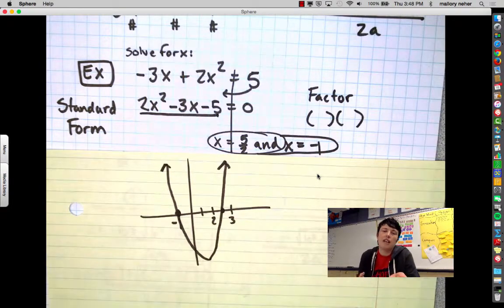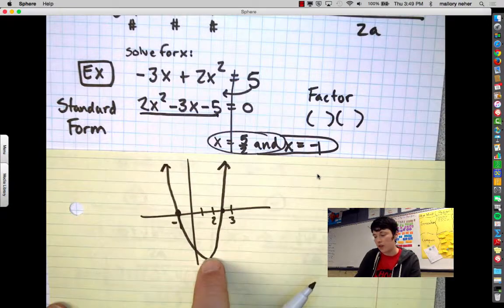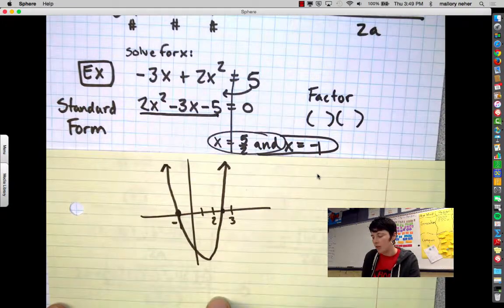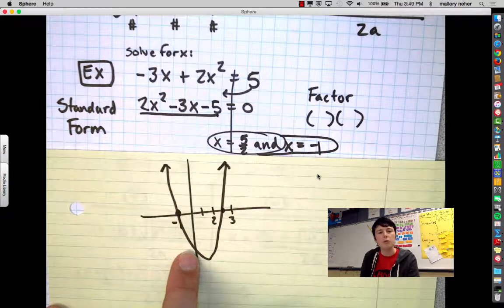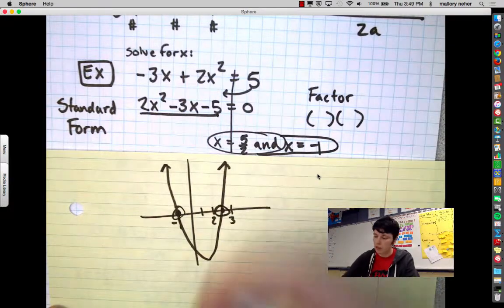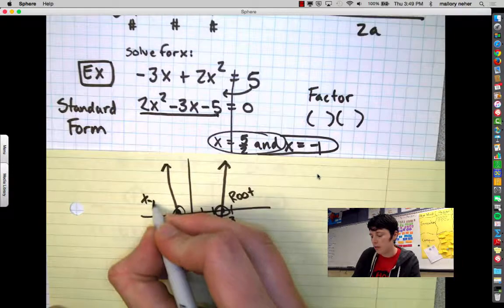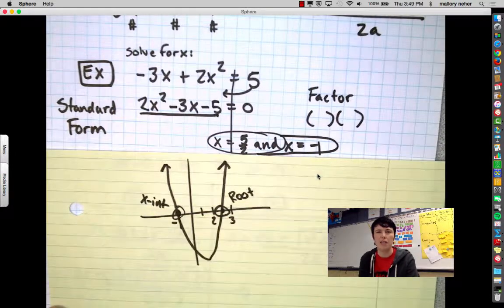Now, that's not an exact graph. I need to do a little bit more work to find where it dips down to, how far down the parabola goes, where's the y-intercept. There's more work to be done here, but the idea is we can find these two locations, which we call a root or an x-intercept. Lots of names for the same thing.